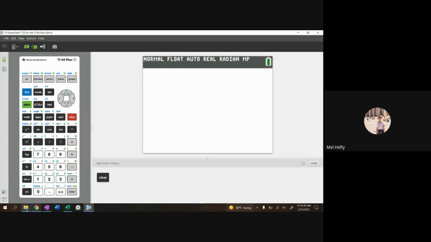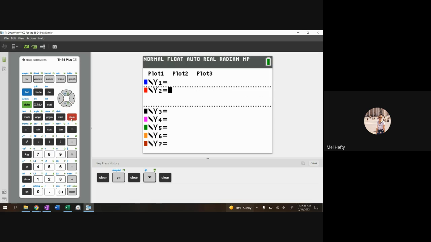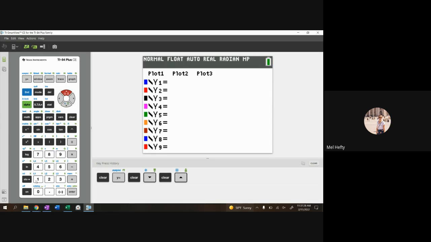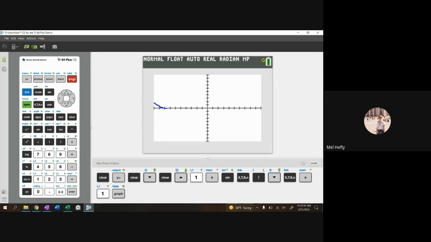All right. So what I'm going to do is graph 2 things. They're not those 2 things. Those functions are nasty. I'm going to graph the function f of x. That's 1 plus sine of x. That was the one we were given. And I'm going to graph our tangent line. That's x plus 1. And then, yeah, this is a good window. So there's 1 plus sine of x. And there is x plus 1.